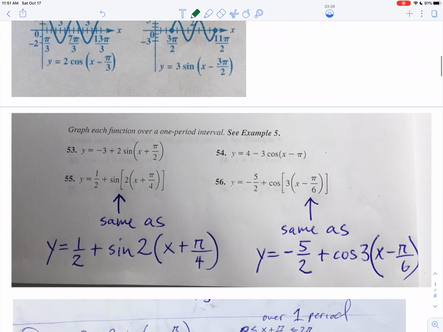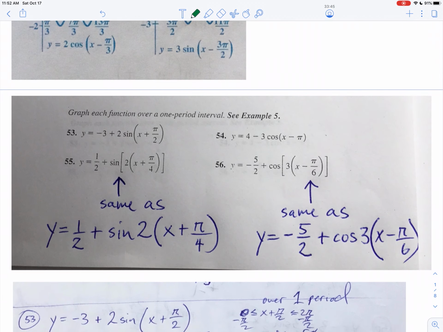These are 53 to 56. Now, the book does something weird here with the brackets. In problem number 55 and 56, they throw these brackets in there. You don't really need to write the brackets there, but I just wrote the equivalent statement. It's the same as this if you want to. You'll also notice these ones have everything. There's a vertical shift, there's an amplitude adjustment, some of them are flipped. There's everything. That's like our very last example that I did.